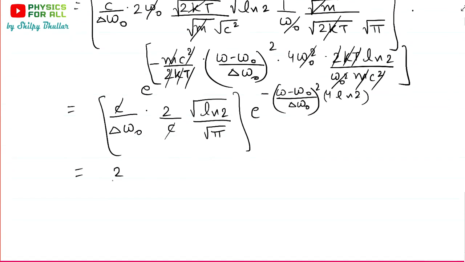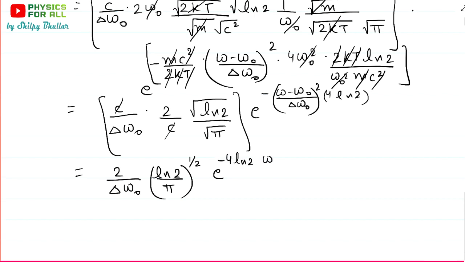We have 2 upon delta omega naught, and log natural of 2 upon pi raised to the power half square root, and then e raised to the power minus 4 ln2 omega minus omega naught upon delta omega naught whole square. So this is the final expression for g omega omega naught. This is the final one.